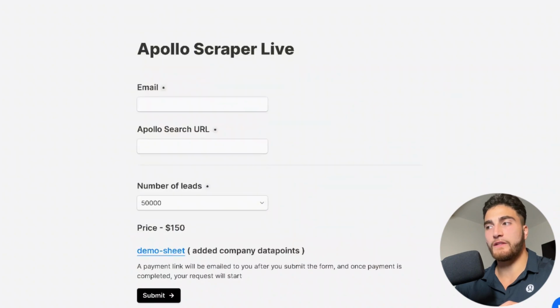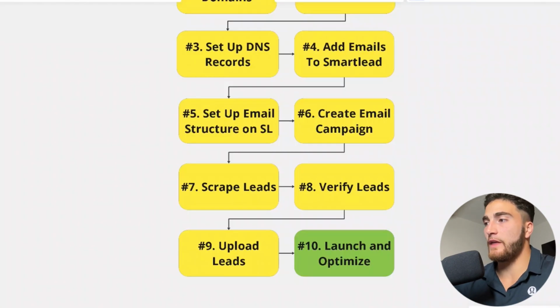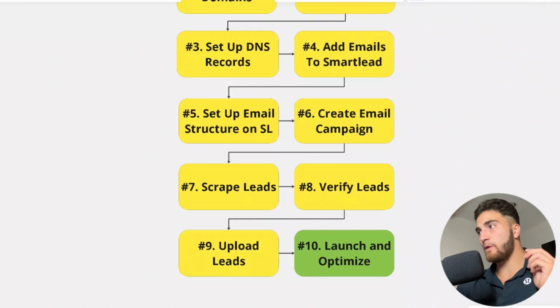It can only go up to 50,000, right? And then you're going to hit submit, and it's going to send you all the leads directly to your email, right? And so that would be step 7. Step 8 would be to verify the lead.